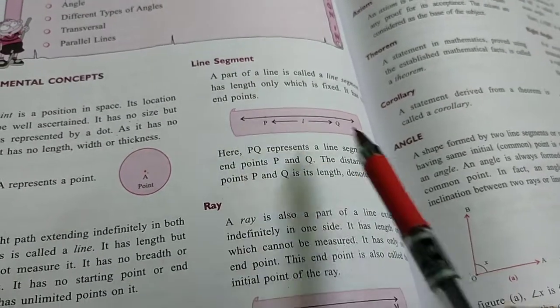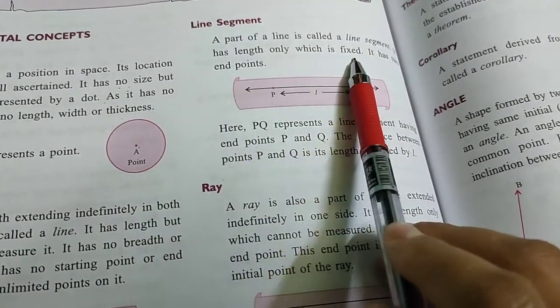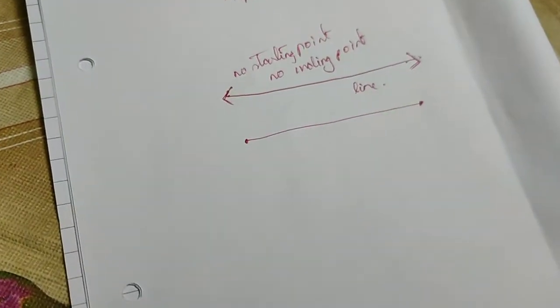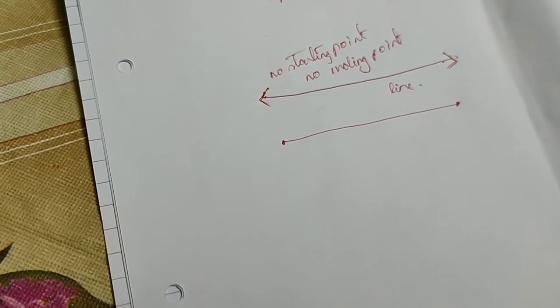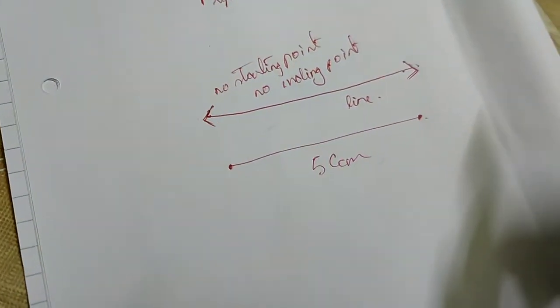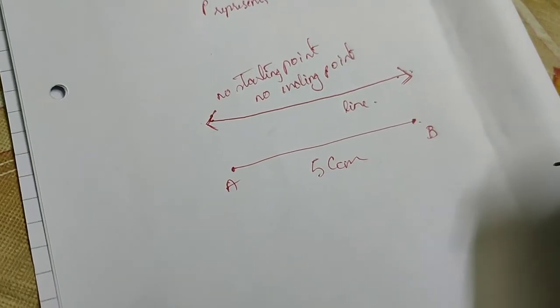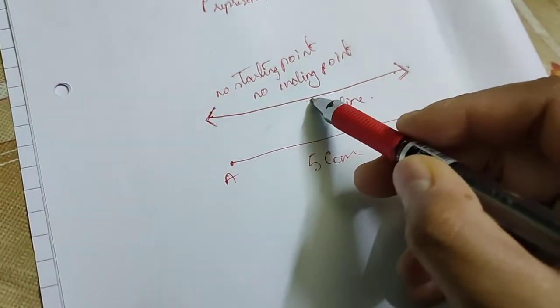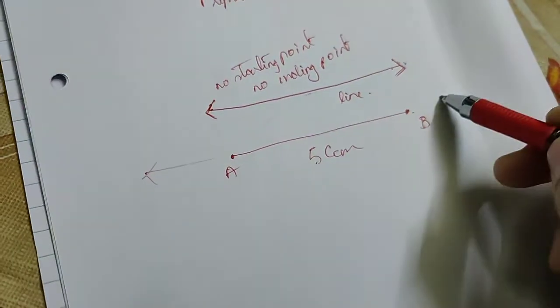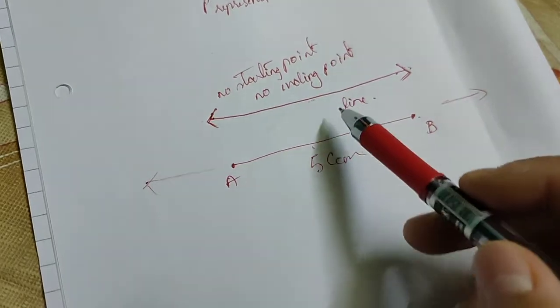Okay, now next is, what is a line segment? A part of a line is called a line segment. It has length only, which is fixed. It has two endpoints. Suppose you are asked to draw a line with a scale of 5 centimeter. See, this length is 5 centimeter. A and B. So what is this? A line segment is part of a line.